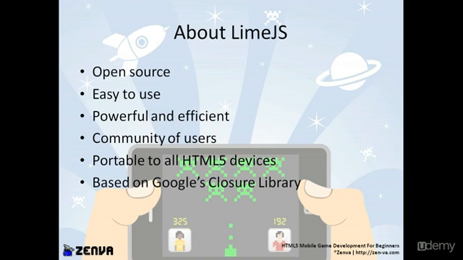Why is that? Because it's based off another open source library called Google's Closure Library. You'll be hearing a lot about Google's Closure Library, or just the Closure Library, in this course, because that's what LimeJS is based off. This library is used in huge web applications such as Gmail, Google Docs, Google Calendar, but at the same time it's built in a way so that it's simple to use, and it also works for small projects.